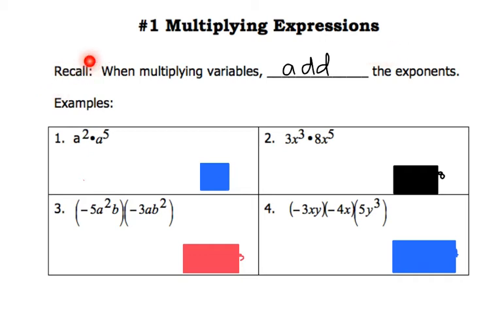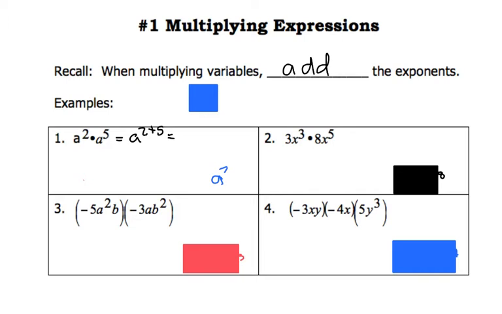All right, so recall, meaning you should already know this information technically. When multiplying variables, we have to add the exponents. So in other words, the shortcut here is that a squared times a to the fifth power, all we would really have to do is a to the 2 plus 5 power, which results in the answer of a to the 7th power.